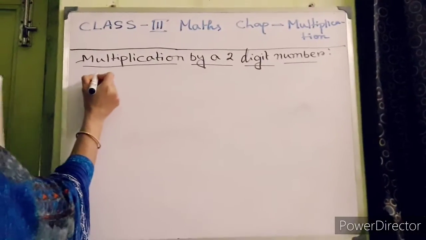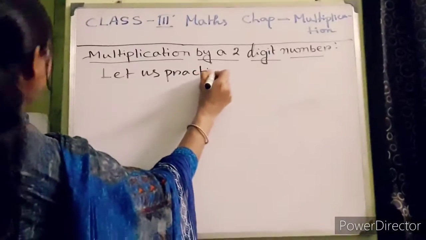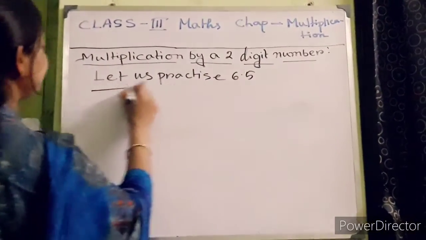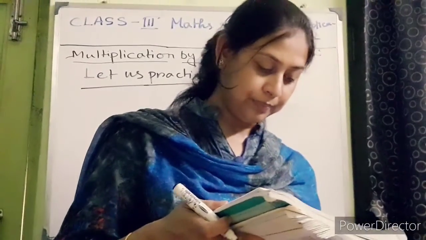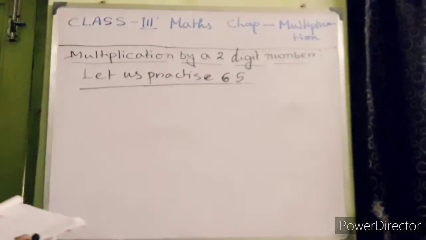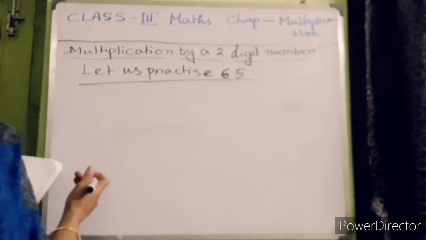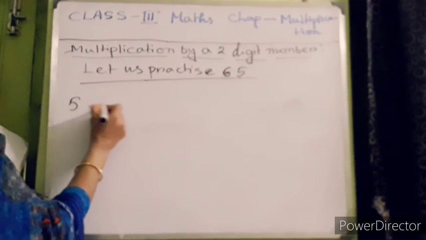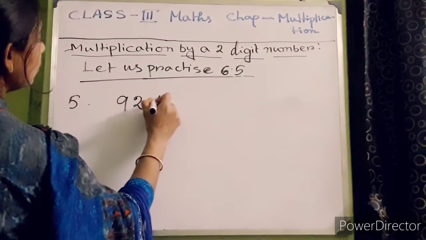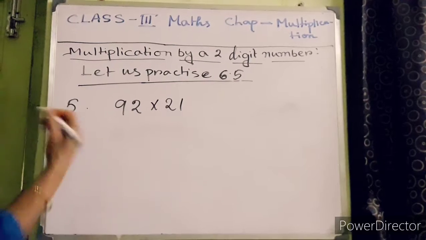Now, exercise, let us practice 6.5. I am going to solve two multiplications from here. Now, number 5, 92 into 21. Okay, you can follow the second process. 92 into 21. Now multiply this one.